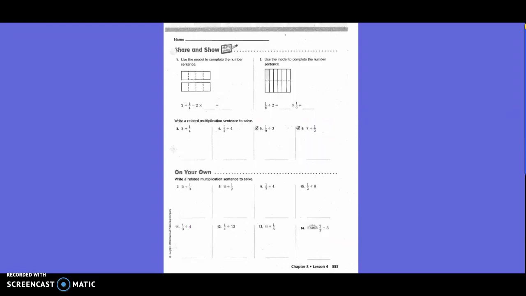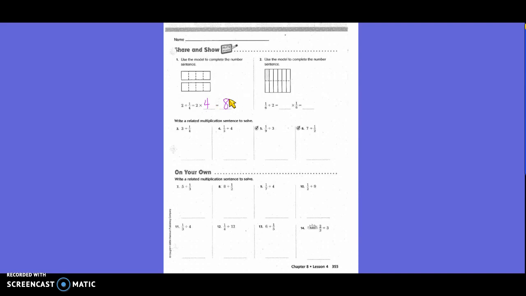Share and show. Use the model to complete the number sentence. So they said 2 divided by 1/4 equals, so they had how many total rectangles? How many large rectangles, guys? 2. And then they showed 2 times, and then they broke each one of those into 4s and got 4, or 8. 2 times 4 is 8.